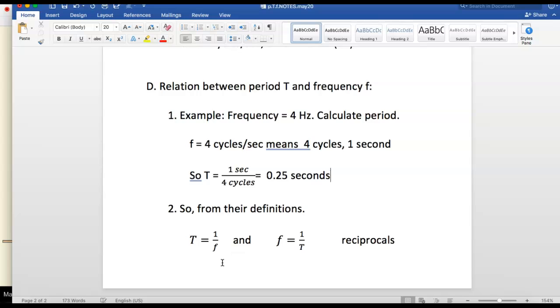So from their basic definitions, period equals 1 over frequency, and frequency equals 1 over period, and I put problems like this in the homework. And the mathematical term for that, which you should know, is that they're reciprocals. T is 1 over f, and f is 1 over T.